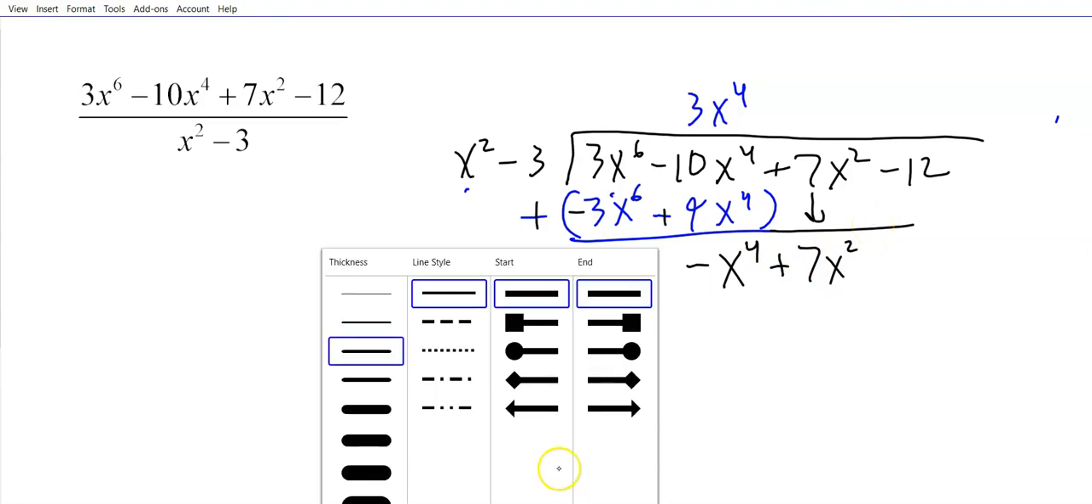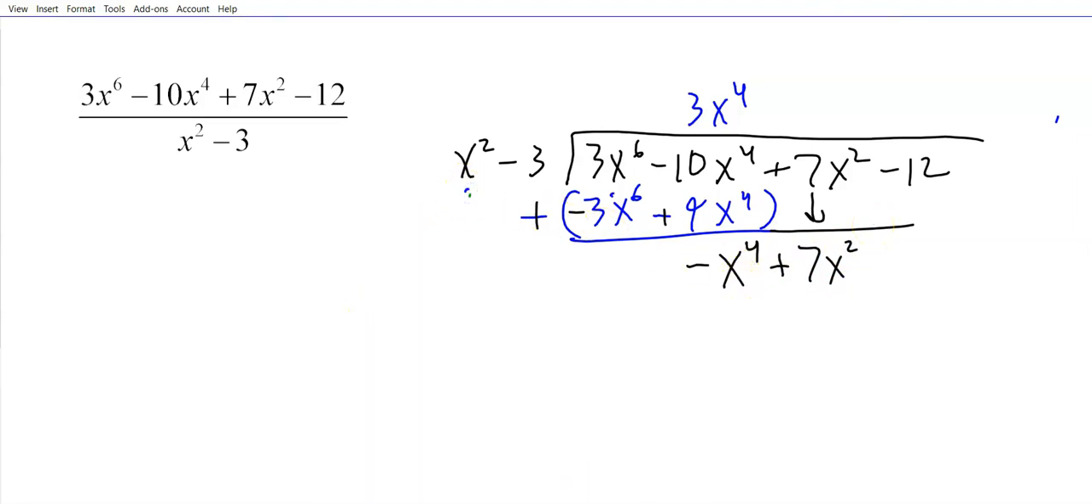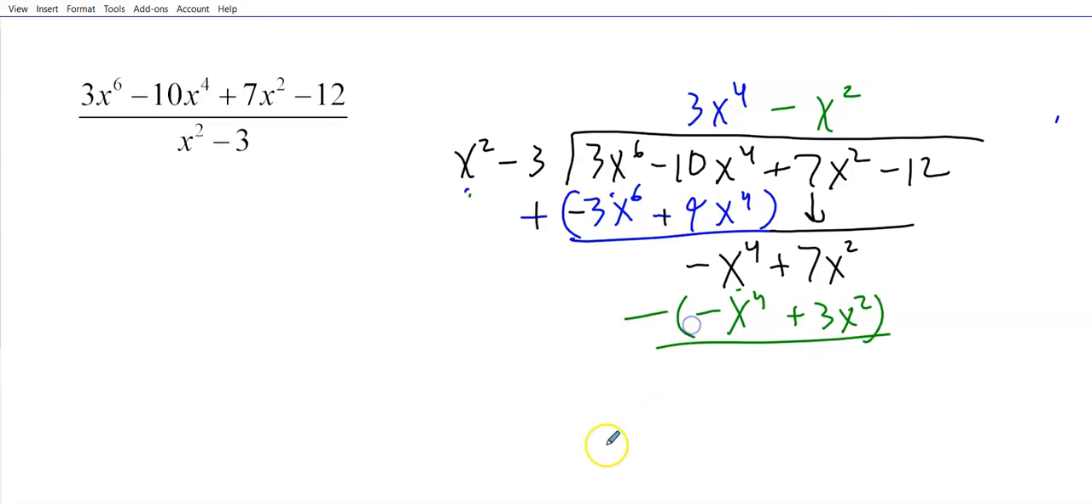And now we get the second one here. So x squared times what is negative x to the 4th? That would be negative x squared. So minus x squared. Negative x to the 4th matches. Plus negative 3 times negative x squared is positive 3x squared. You're going to subtract both those guys.